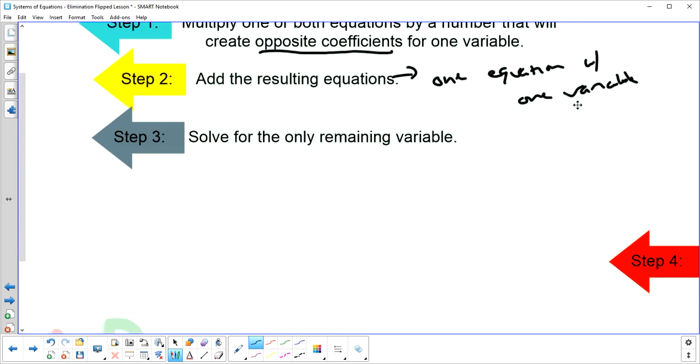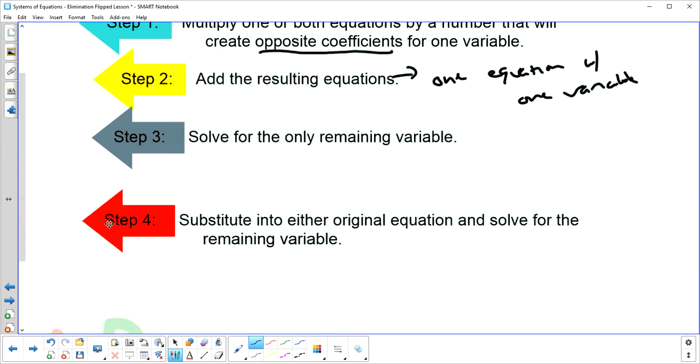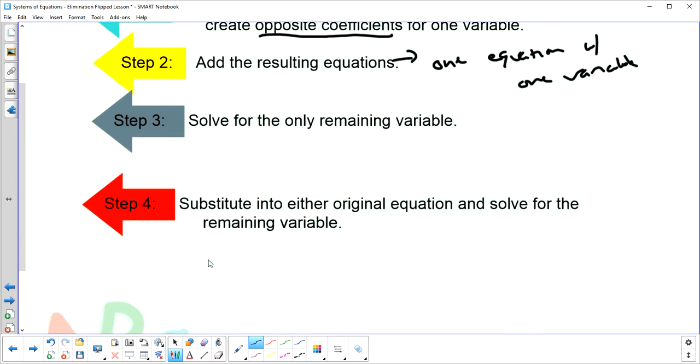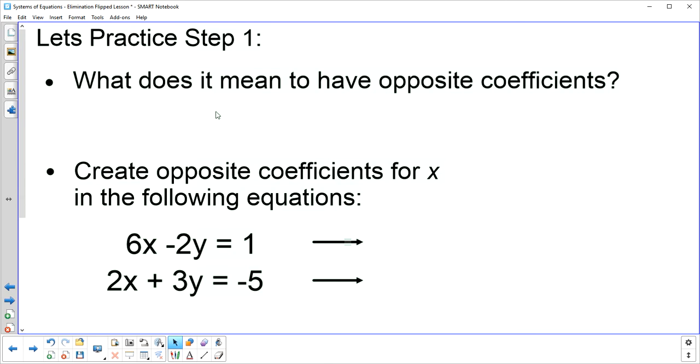Once we have that one equation with one variable, we solve it for the remaining variable, and then we need to substitute that back into either the original equation or any of the other equations and solve for the one remaining variable. Remember, we need both x and y here.